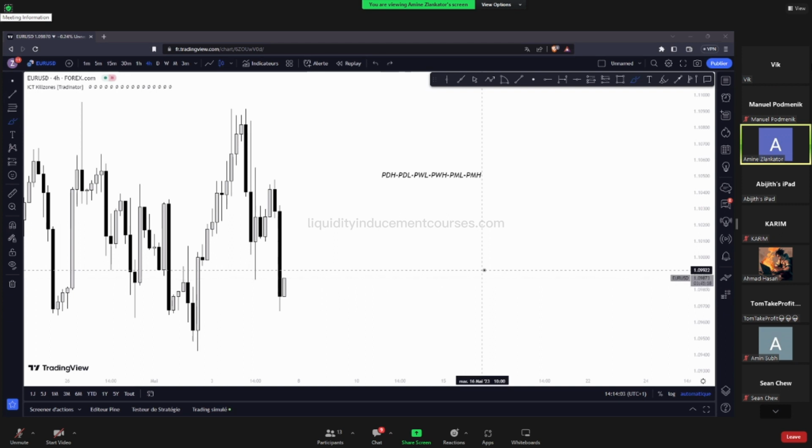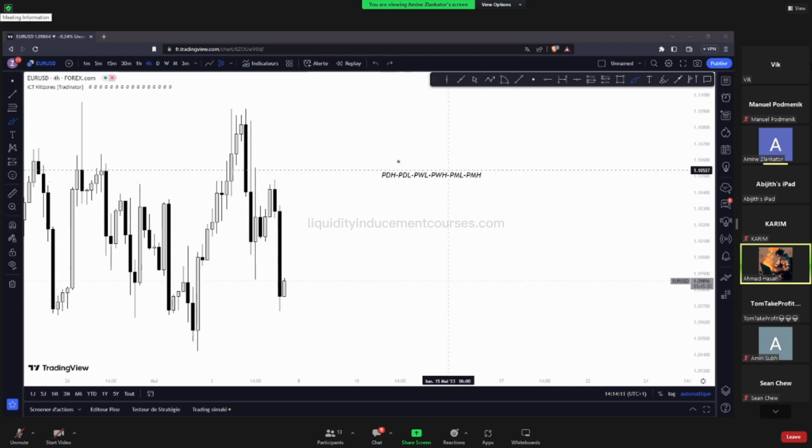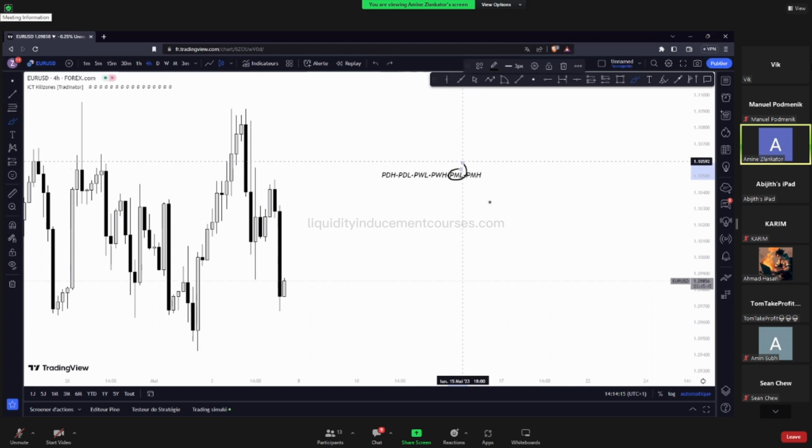I don't know, some guys are not going to really understand it, but I'm going to try to make it as simple as possible. So we have previous daily highs, previous daily lows, previous weekly highs, previous weekly lows, previous monthly lows and previous monthly highs. So what are these? These are points where price wants to take and reverse.